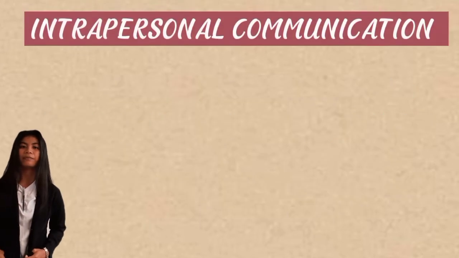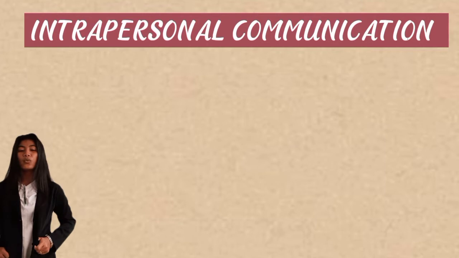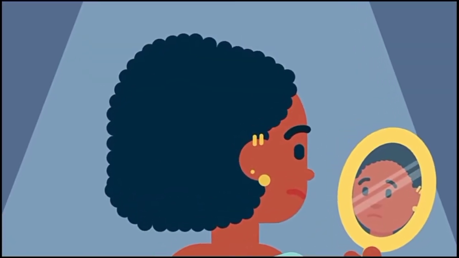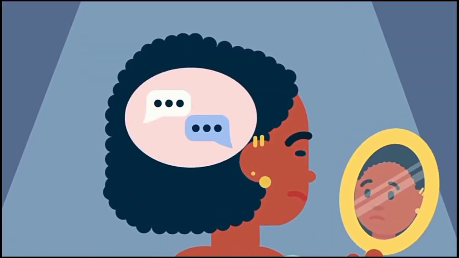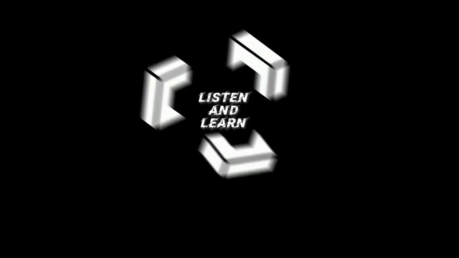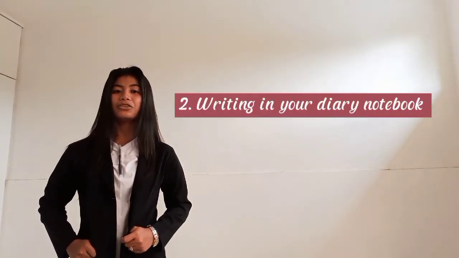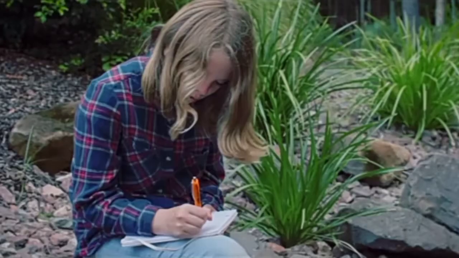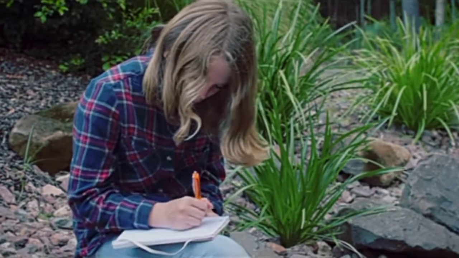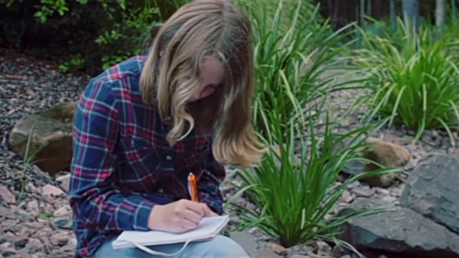So for examples of situations in intrapersonal, first is talking to yourself in the mirror. Conversations in our minds are called self-talk. These internal dialogues can shape your beliefs and influence emotions and behavior. The second is writing in your diary notebook. Dear diary, my life is the worst. I wish I never moved to this place.